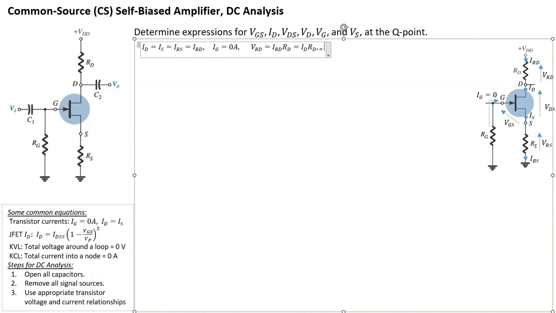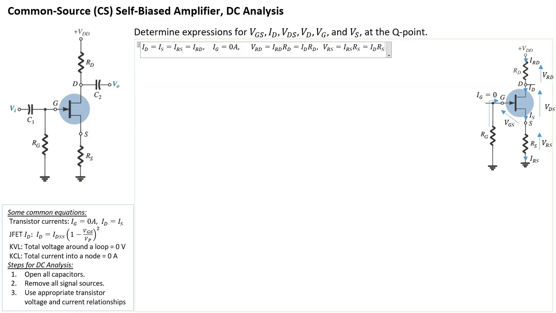And similarly for VRS, VRS is equal to IRS times RS, which is equal to ID times RS. Okay, so that's VRD and VRS.